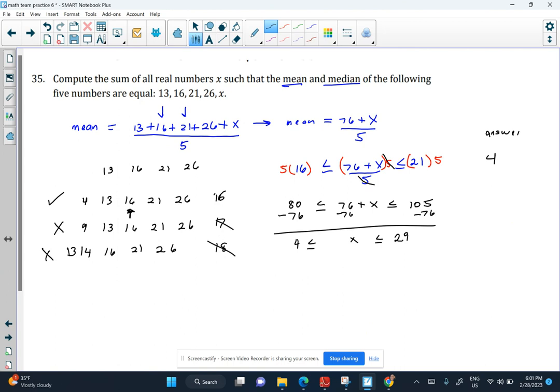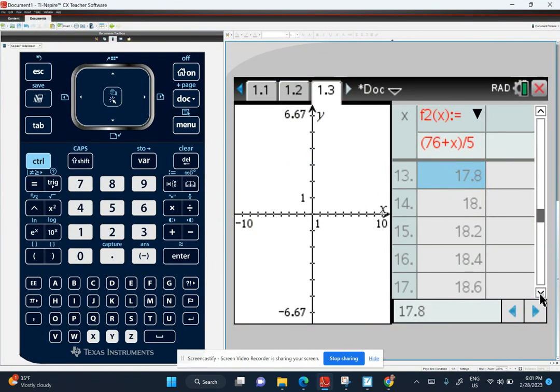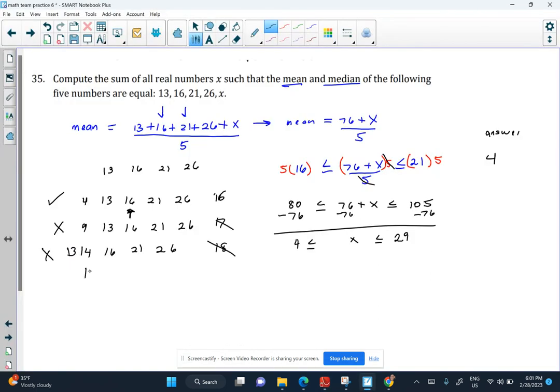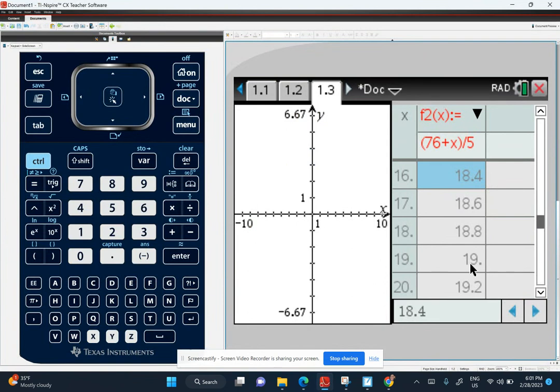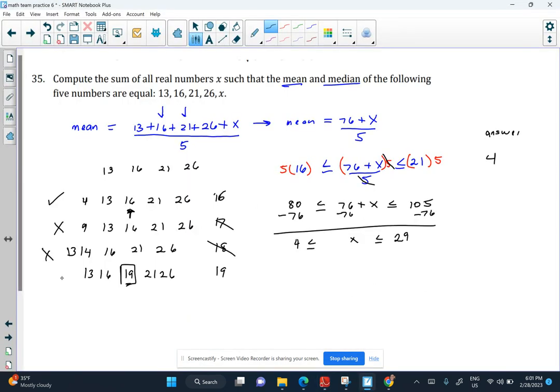Okay, the next one was, I think it was 24. I lost track. I didn't read my handwriting. Sorry. Let me just go down. It was 19. So it would be 13, 16, 19, 21, and 26, right? So now x is 19, and the median is 19, right? That's right in the middle. And if we look at our calculator, our mean was also 19. So that works. So far we have 4 and 19.